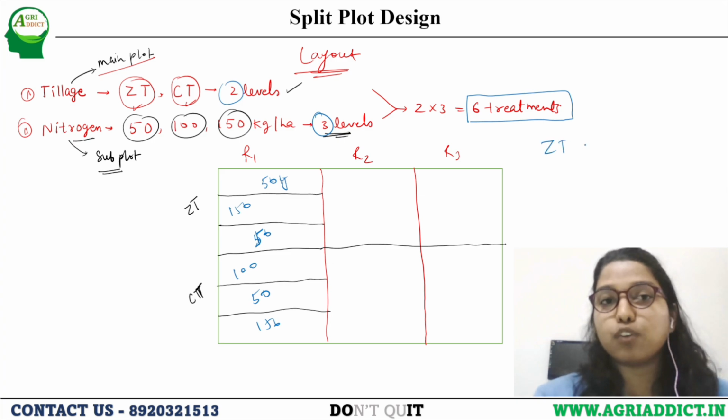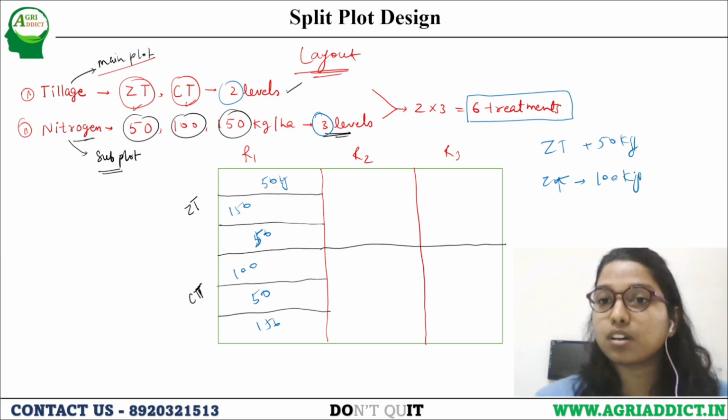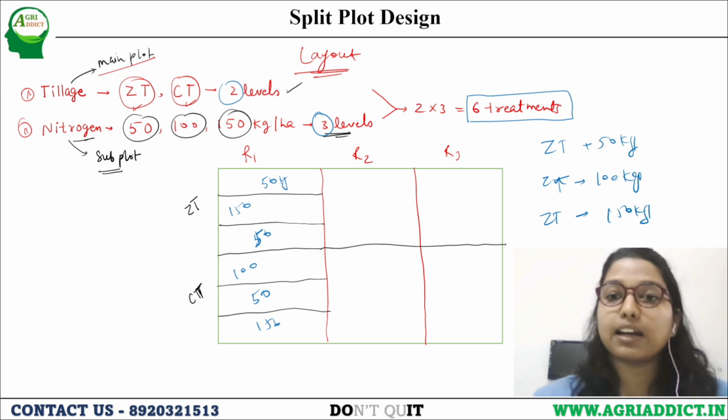First, zero tillage will go with 50 kg nitrogen. Then zero tillage will go with 100 kg nitrogen. Then zero tillage will go with 150 kg nitrogen. Similarly, conventional tillage will go with 50 kg nitrogen. Then conventional tillage will go with 100 kg nitrogen. And then conventional tillage will go with 150 kg nitrogen. So how many treatments we got?